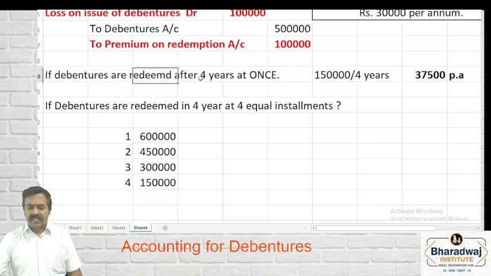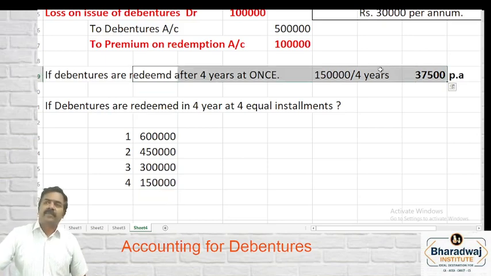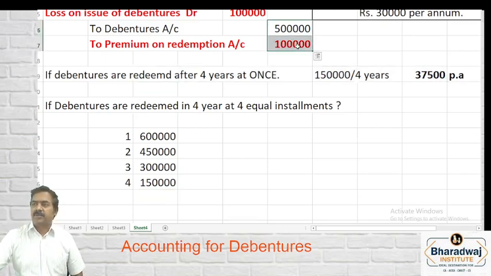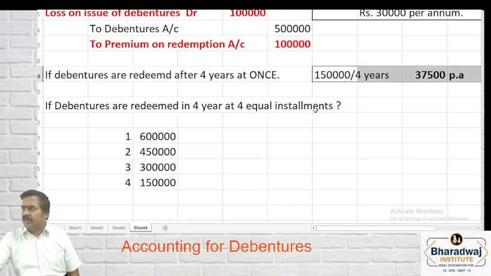But whereas in the first case, what is the debentures outstanding? 5 lakh plus 1 lakh. What is the total amount? 6 lakhs outstanding for first year, second year, third year, fourth year. That's why an equal amount is written off.